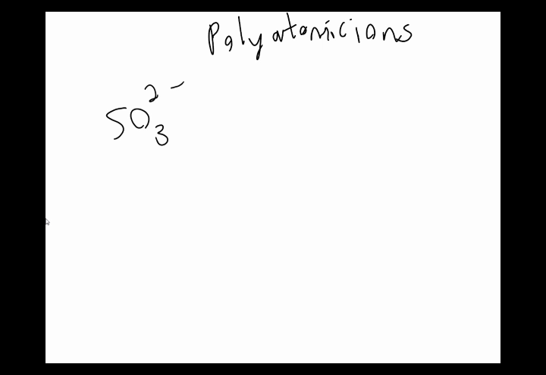So drawing Lewis structures for polyatomic ions is pretty much the same as drawing Lewis structures for molecules, for neutral compounds. There's just two alterations you have to make. Just two changes. The rest is all the same.